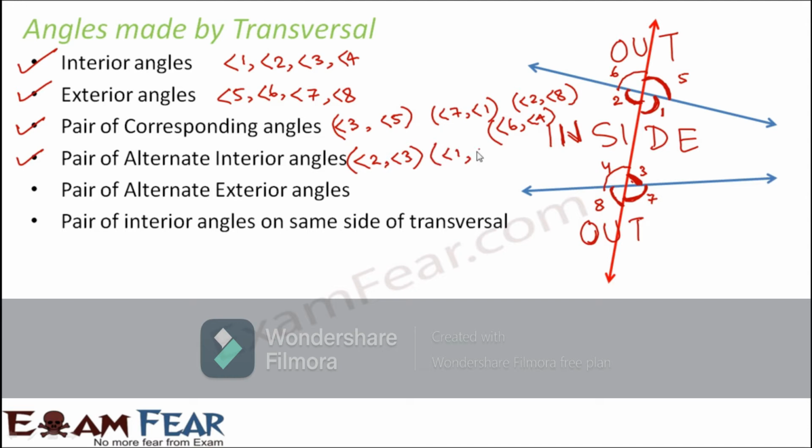Similarly, angle 1 and angle 4 form a pair of alternate interior angles because these are also located on the interior side and they are located on alternate sides to each other. Similarly, when you look at a pair of alternate exterior angles, you will deal only with the exterior angles. For example, what would be the alternate angle for angle 5? The exterior angle which is located on this side of the transversal. So angle 5 and angle 8 would form a pair of alternate exterior angles. Also angle 6 and angle 7 would form a pair of alternate exterior angles.